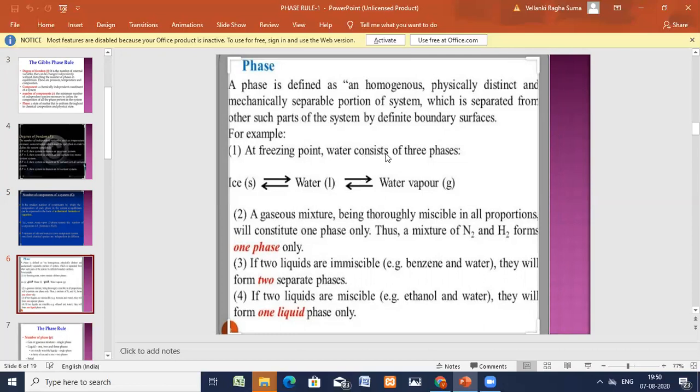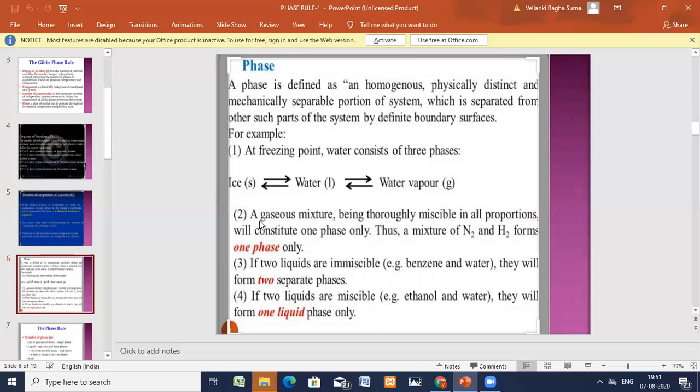At the freezing point, water consists of 3 phases: ice is in equilibrium with water, and water is in equilibrium with water vapor. So solid, liquid, gas: here the phases are 3, but the component is only 1, H2O. But you can see the degrees of freedom keep varying in that phase system, sometimes univariant, bivariant, or invariant. In one system only, you can see different degrees of freedom.